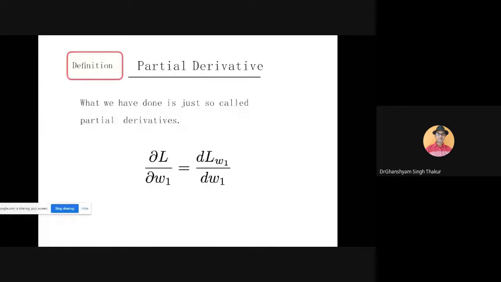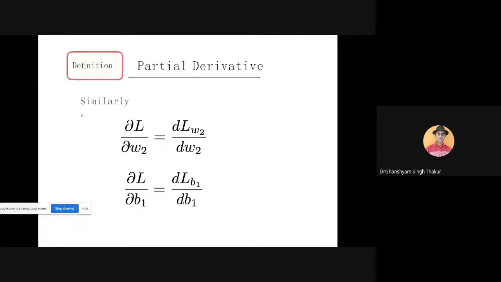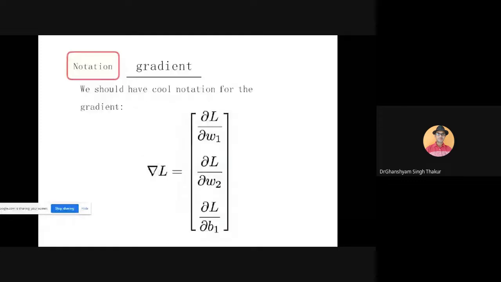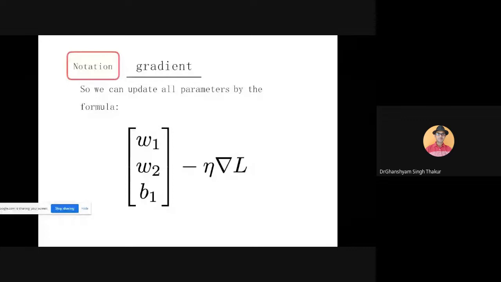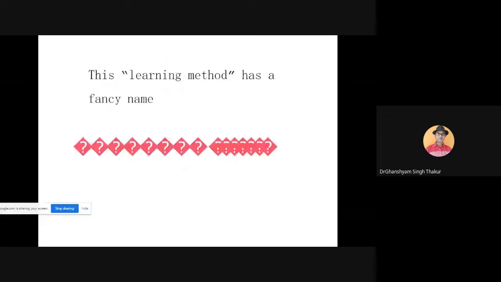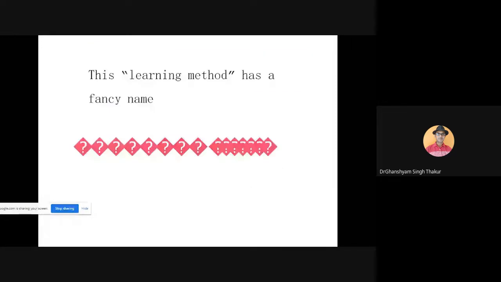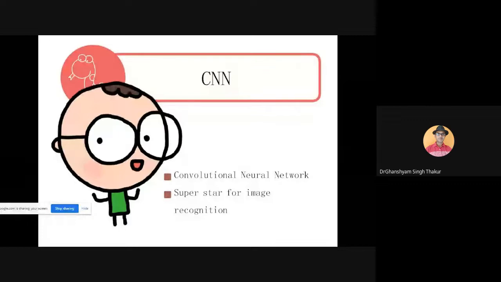The partial derivative you can write as del L upon del W equal to dL(W1) upon dW1, and similarly we can write the same for the others. Recall the gradient of L, and you can represent it as del L equal to this. The formula is W1, W2, b1 minus eta del L. In this way, you can find the learning rate and the different things. Another topic is called the CNN, the convolutional neural network.